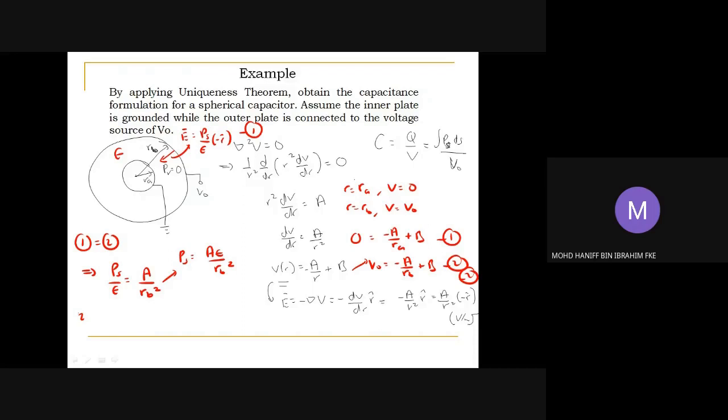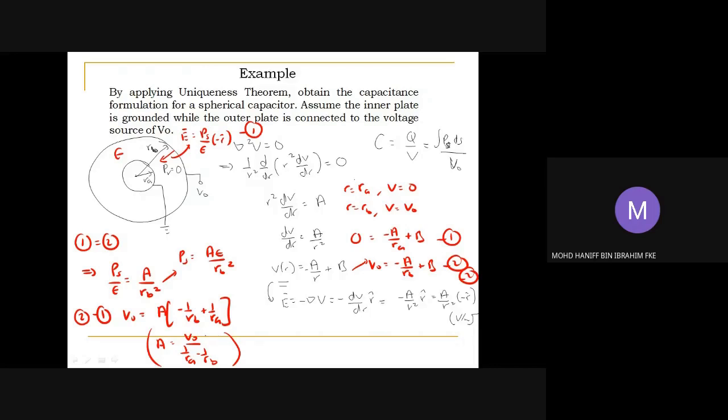If we subtract 2 from 1, we're going to have V naught equals A times negative 1 over RB plus 1 over RA. And then the value of A shall be equal to V naught divided by 1 over RA minus 1 over RB. So that should be your A. You have found out A now.